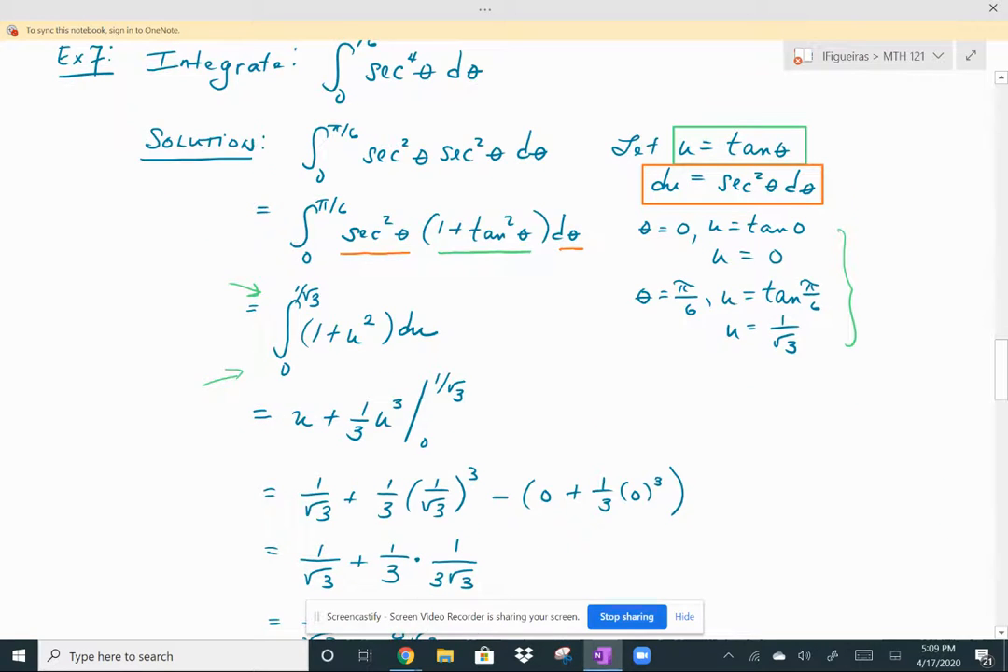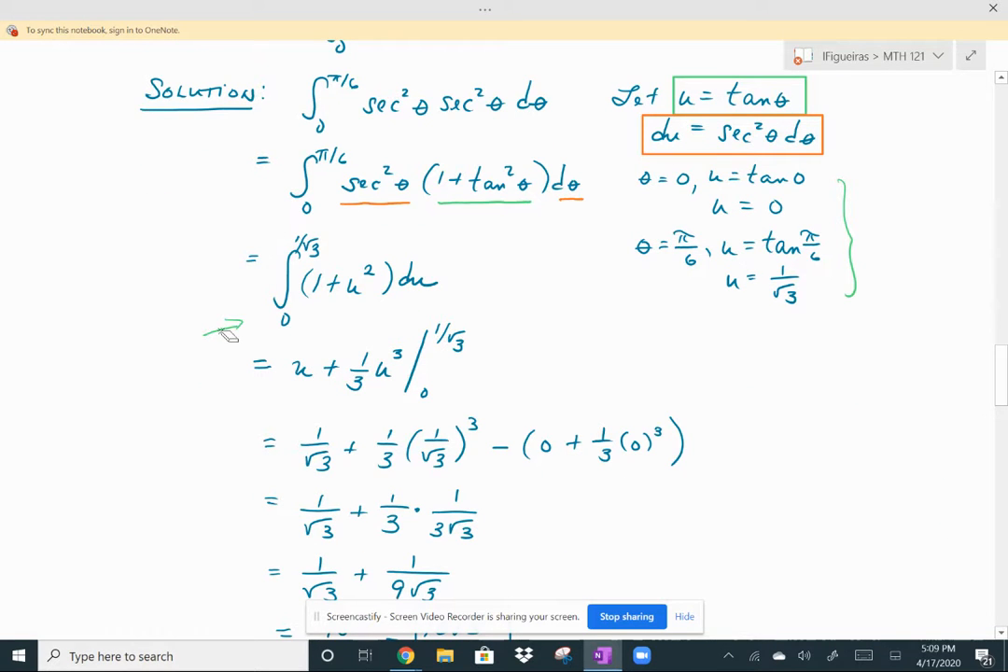So that way I don't have to worry about substituting back in for u, so I can just go ahead and integrate. So it's easy to integrate 1 plus u squared. Remember, with u-substitution, you should always be integrating something that looks simpler or easier than what you started with. It shouldn't be getting more complex. It should be getting more straightforward. So here we've integrated, so it's u plus 1/3 u to the third.